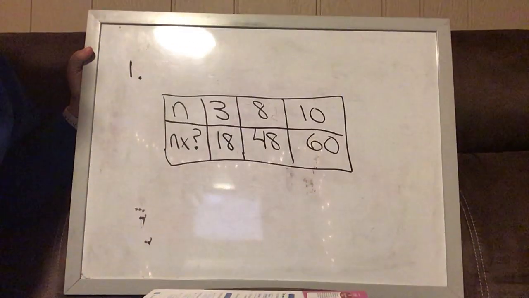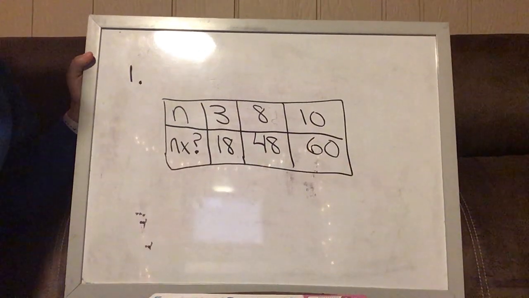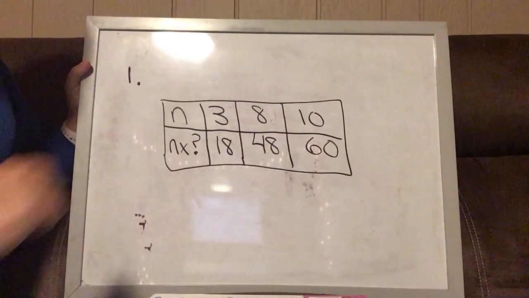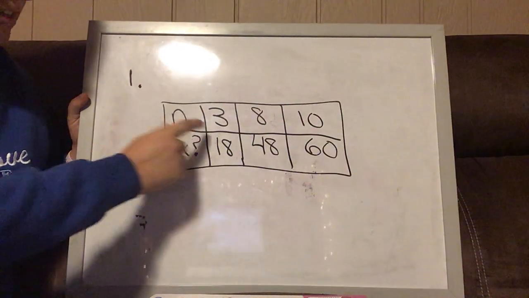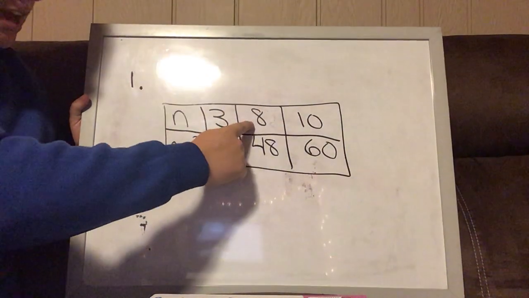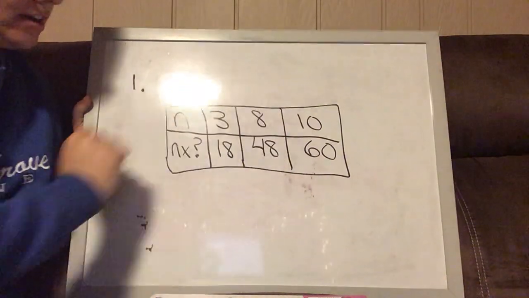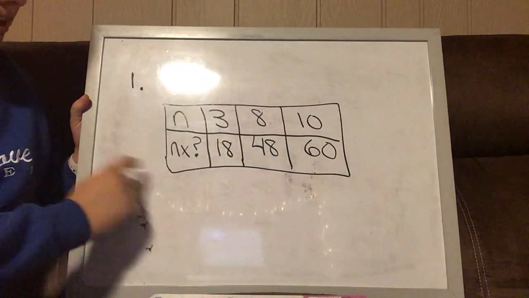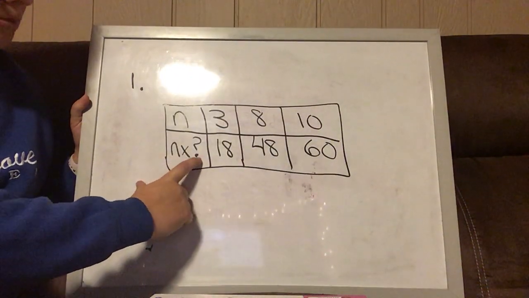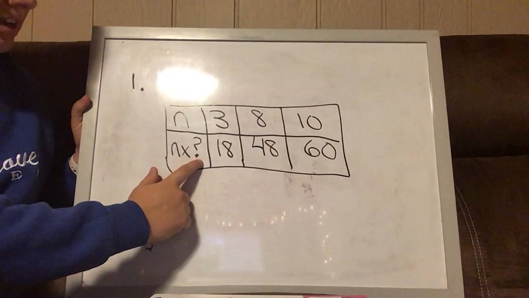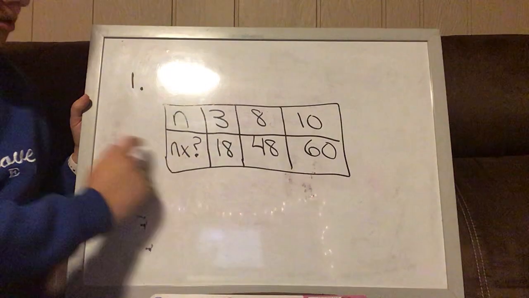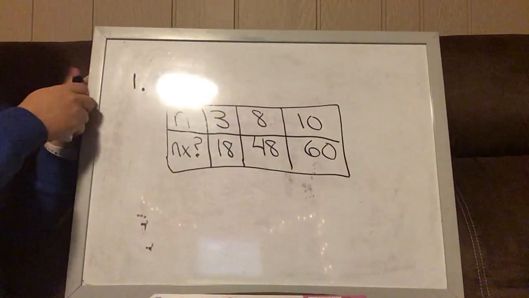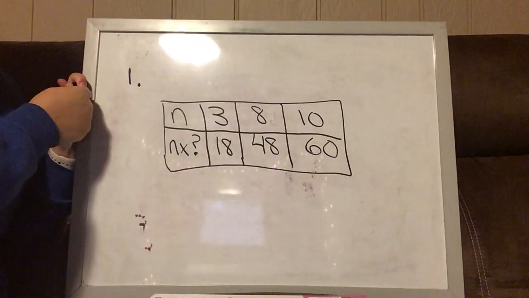We have number 1. And it shows us that we have a variable of n. And it tells us n is going to be 3 here, 8 here, and 10 here. And our expression, n times what? This is the number right here that we're looking to find. N times what?